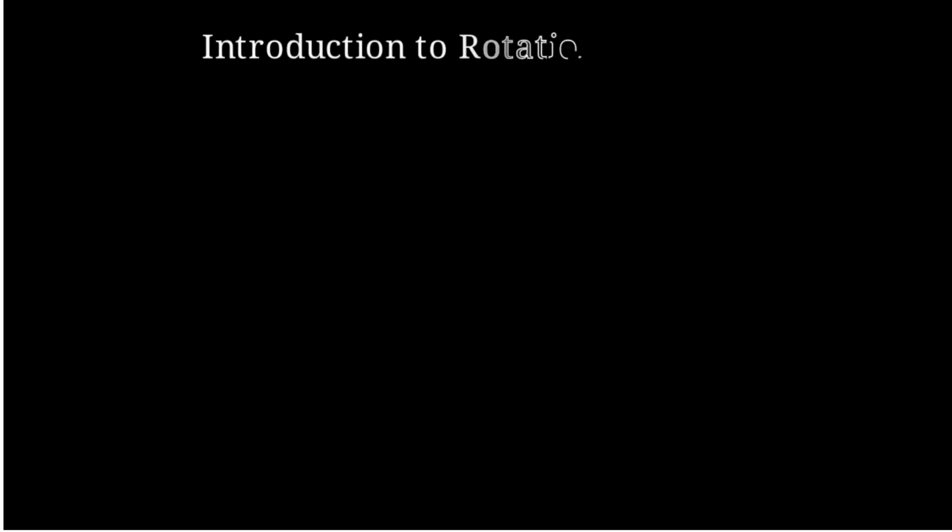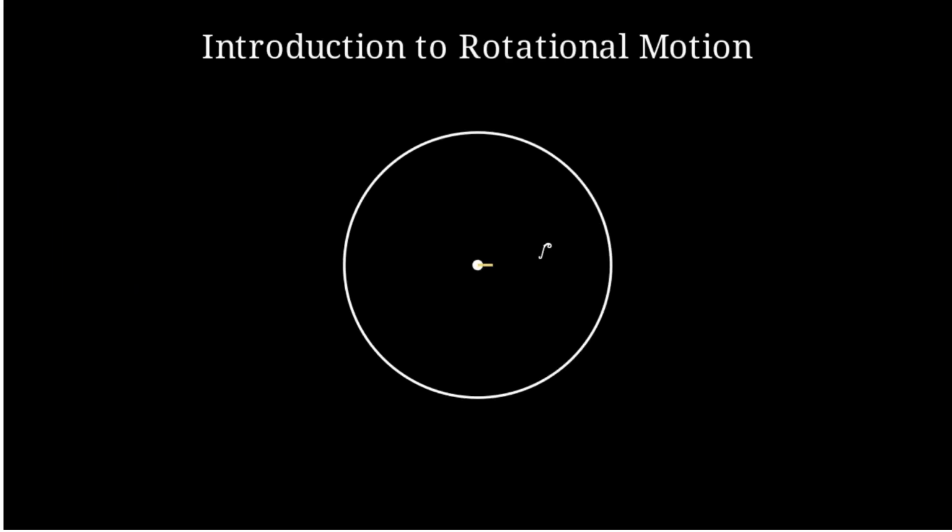In rotational mechanics, we focus on how objects rotate around a fixed point called the axis of rotation. Today, we will derive the fundamental concept of torque. To rotate an object, we apply force at a distance from the axis.